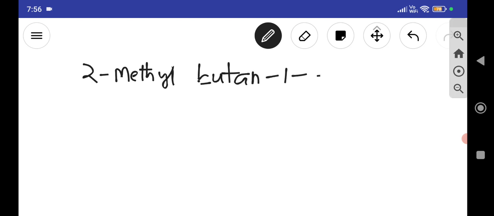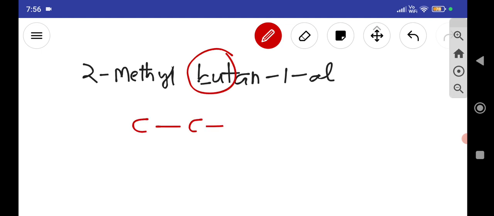So they have given here 2-methylbutane-1-al. So check out with the root word but. So immediately write 4 carbons. Here suffix is A-N-A, so single bond as it is you can write. Then give numbering like this. So 1, 2, 3 and 4.